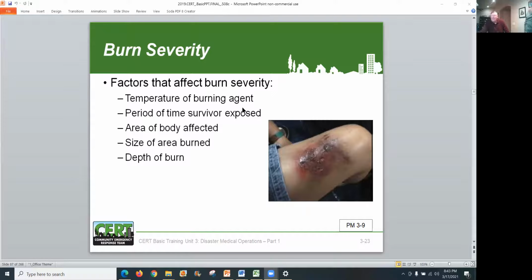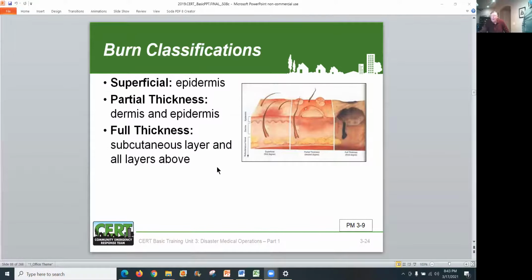Okay. Factors of burns: temperature of burning agent, period of time the survivor is exposed to it, area affected, size of area burned, and the depth. And here go the layers. A superficial burn is just through the first layer. I think that's the example there. It's fuzzy. And then partial thickness goes down a little further, the second picture. And then a third degree is all the way through the layers of skin.